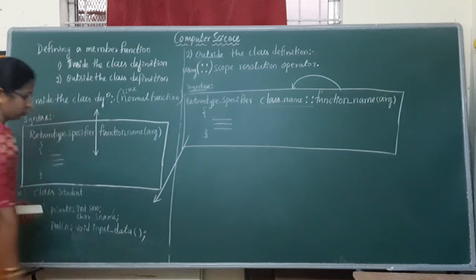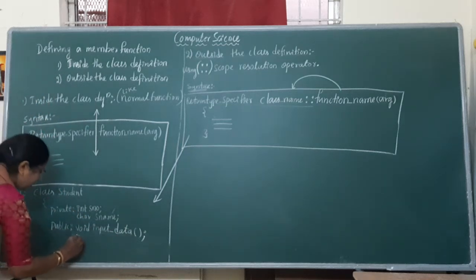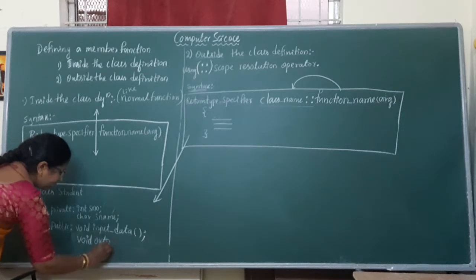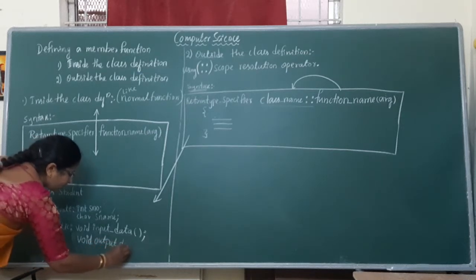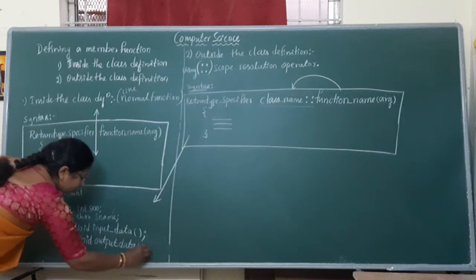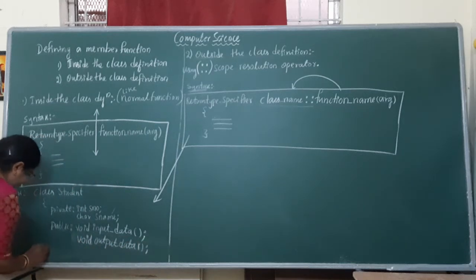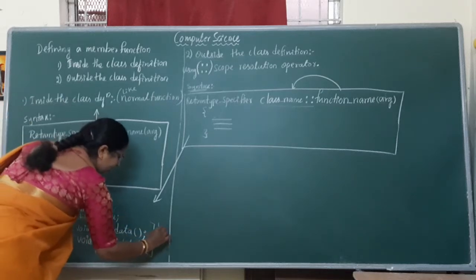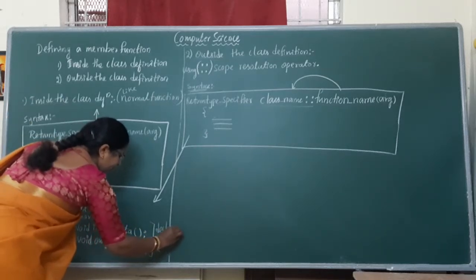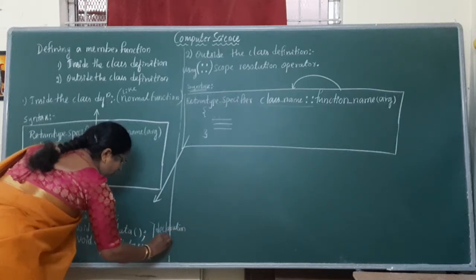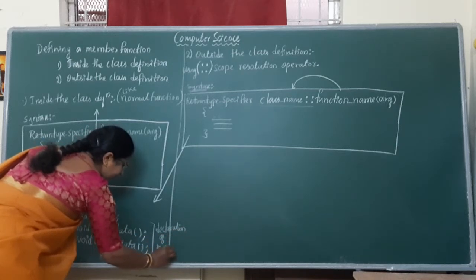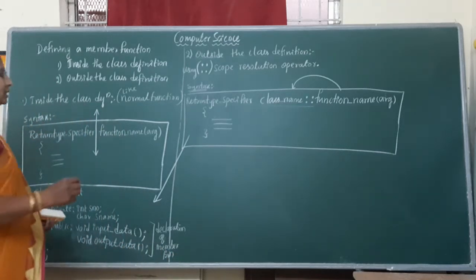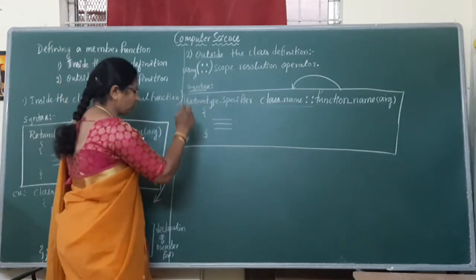Example I am explaining now. Then another function, void output data. So these two functions are declared inside the class. What did we do? Declaration of member function. Where did we do it? Inside the class. Now, defining a member function outside the class.